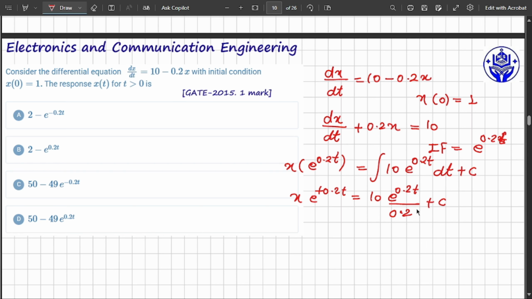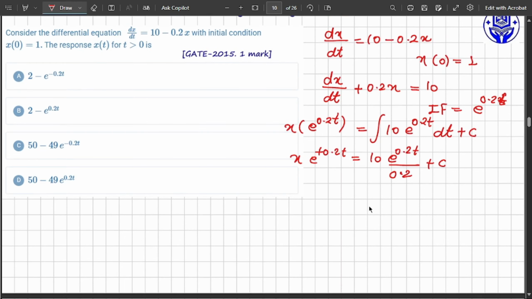Okay, and plus c. Now I can just simplify here. The solution is x e to the power of 0.2t equals 10 upon 0.2, e to the power of 0.2t plus c. Yes, it will be 50, because 100 by 2 is 50. So x equals 50, and this will get cancelled, plus c e to the power of minus 0.2t.